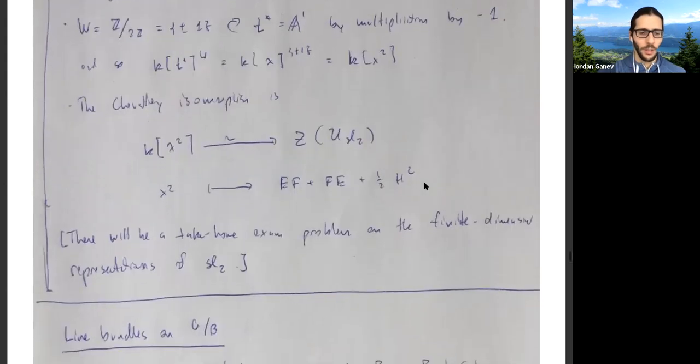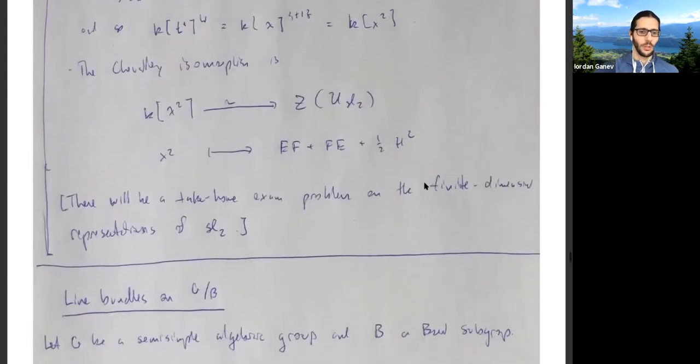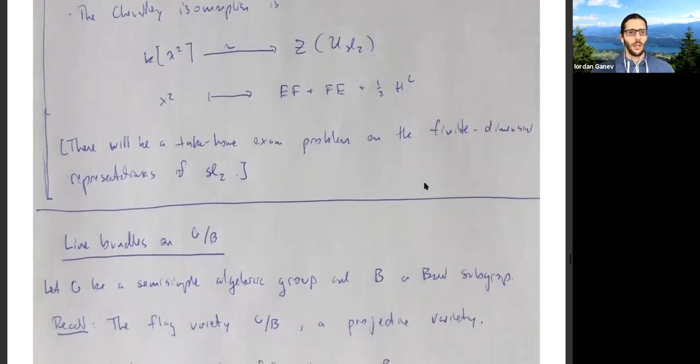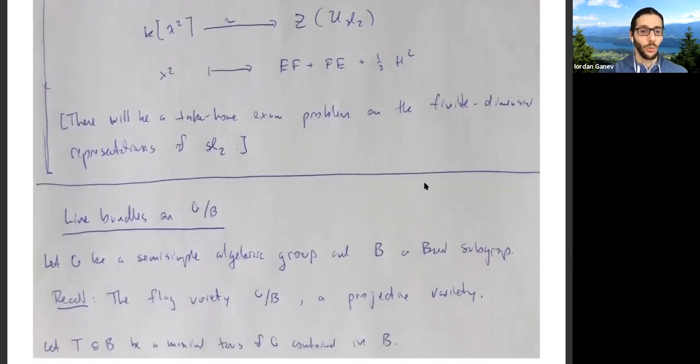So now switching gears a little bit. Another topic I want to discuss is the flag variety. Again, this is moving a bit towards the geometric representation theory direction. So again, G is a semi-simple algebraic group, B is a Borel subgroup of G, and you'll recall the flag variety, G mod B, which is a projective variety.